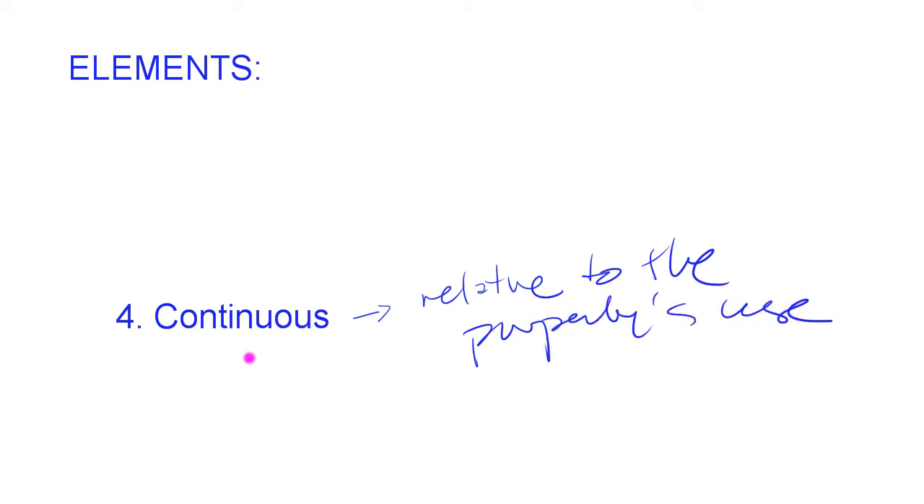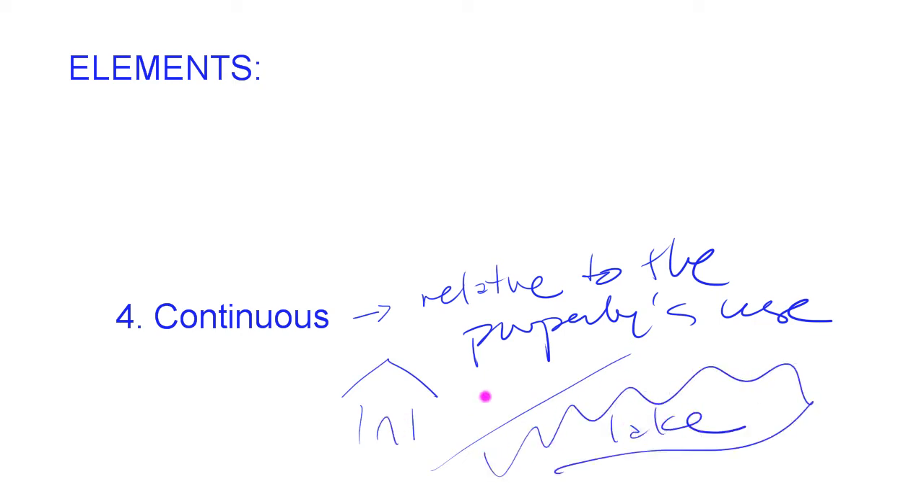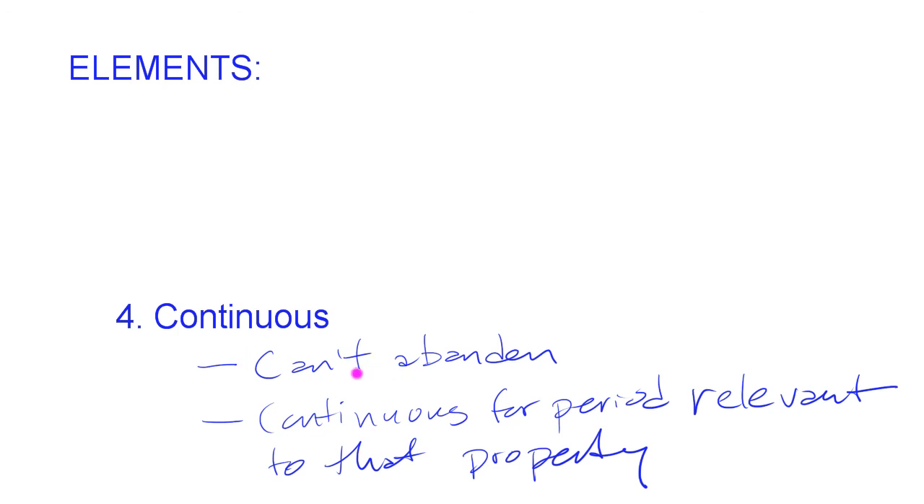Continuous is the element where you actually have to be present for the entire statutory period. Now, if it's a residential neighborhood, you can't just occupy the property on weekends and claim that it's yours. That's probably not enough. You can't openly abandon the property either. But the continuity of occupation can be relative to the property's use. And the specific example here is that if you've got a little vacation home, this is a lake that you only occupy on weekends, someone could adversely possess it by only taking it on weekends. So here's another recap. Continuous means that you can't abandon the property and that you're there continuously for the period that's relevant to that property.